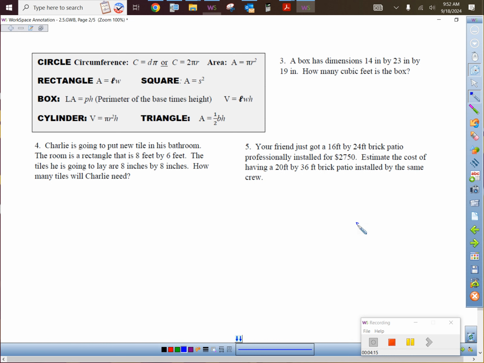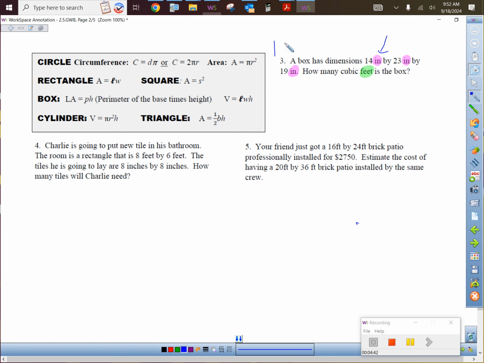A box has dimensions of 14 inches by 23 inches by 19 inches. How many cubic feet is this? Here's my method. There are so many ways to do this. I'll bet you'll like this way the most. If we just change these into feet first, right? They want the answer in cubic feet. We're going to change it to feet.